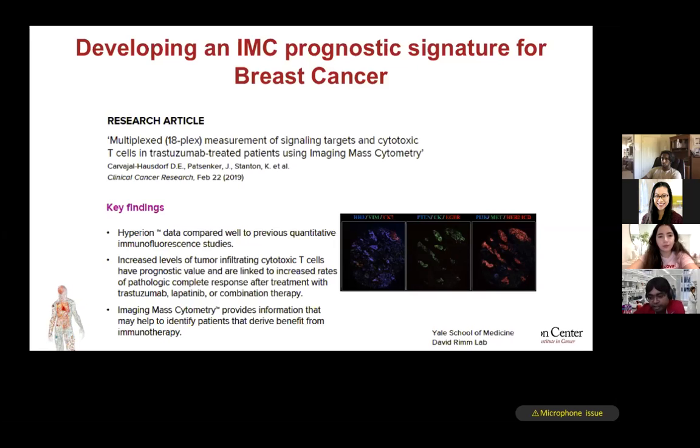CyTOF was commercialized 10 to 15 years back. So whatever the results that we are getting with IMC regarding tumor microenvironment are all recent, 1 or 2 years old.